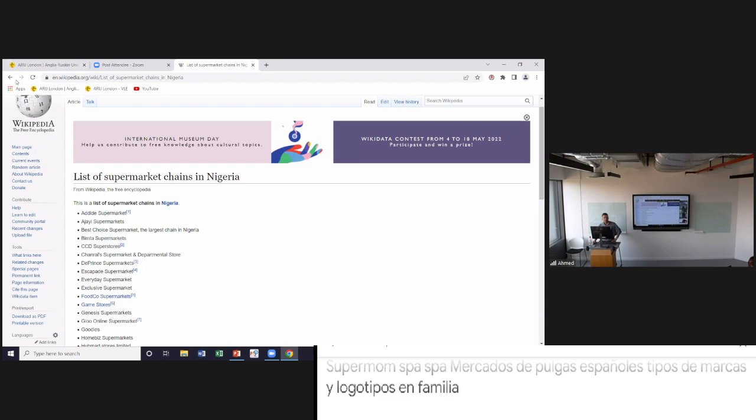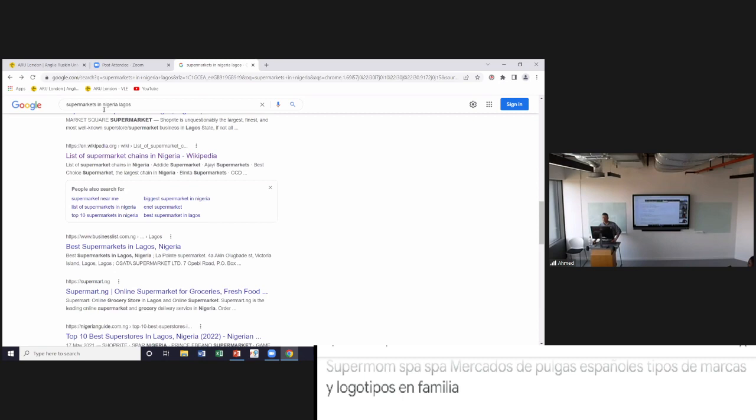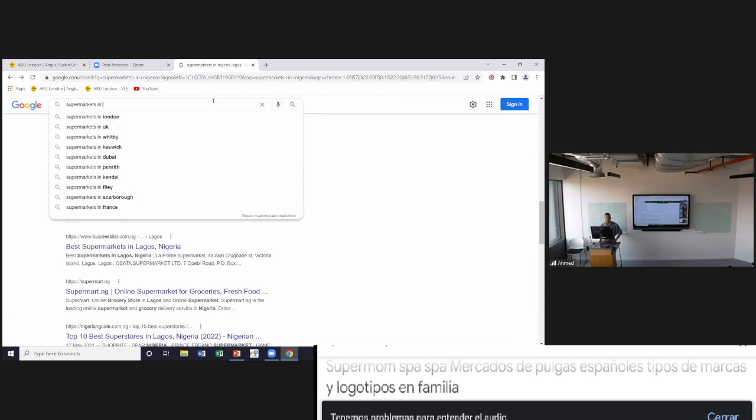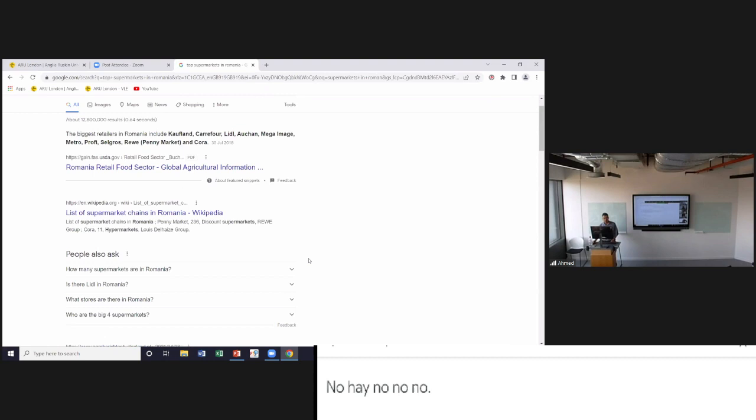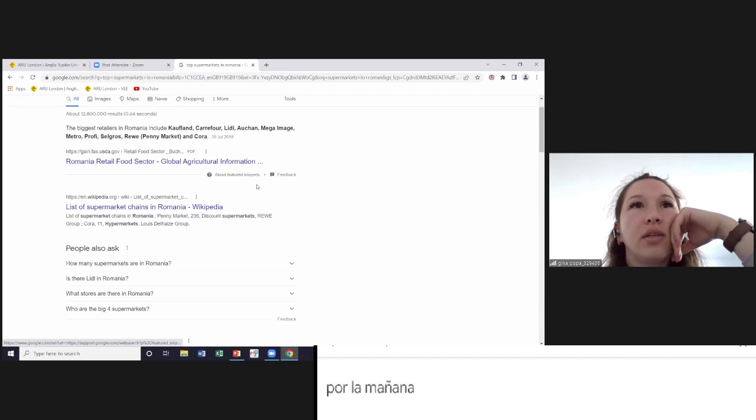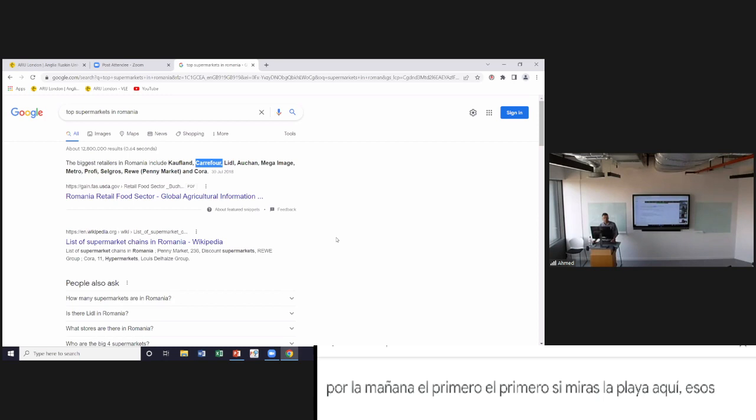How about in Romania? Do you know? I think maybe in America. In Romania, there is Carrefour. Supermarkets in the world. The first one, if you look up the page, those are the main ones, the regions in black. That's the French one. That's the second largest in the world. So that's the idea.